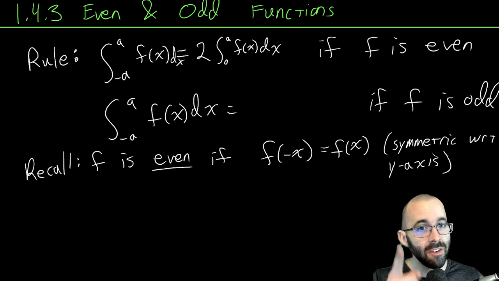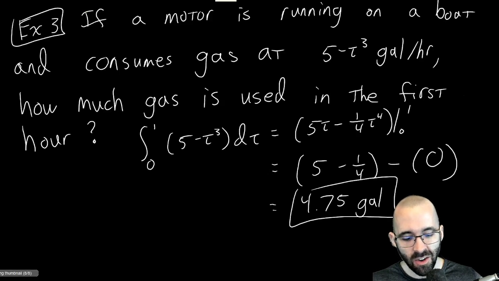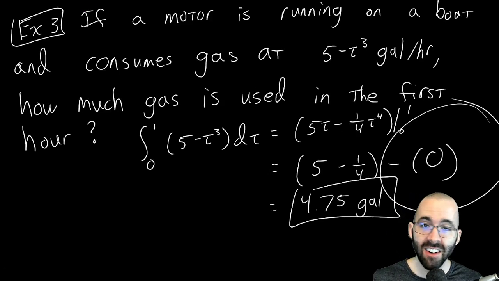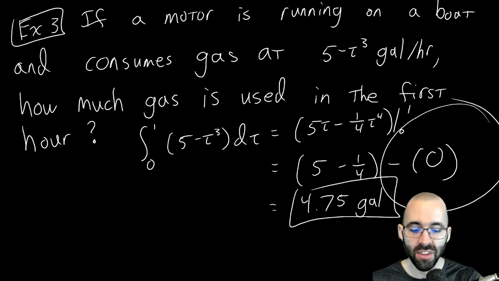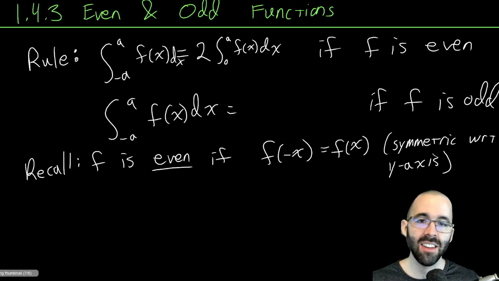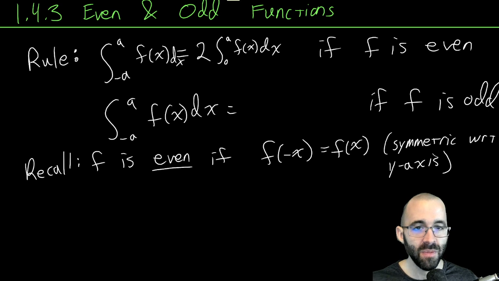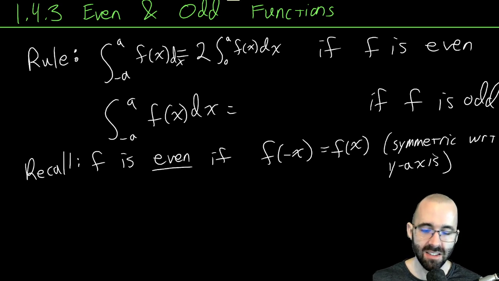But when your limit of integration is 0, we've already seen this. When your limit of integration is 0, a lot of times the plugging in step is a lot nicer to calculate. So that's why this is useful. It can save us time if we recognize that something's an even function.